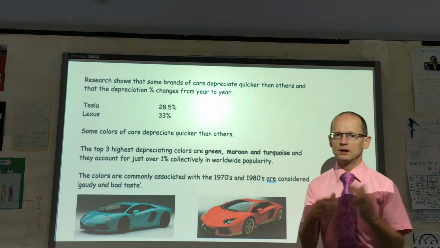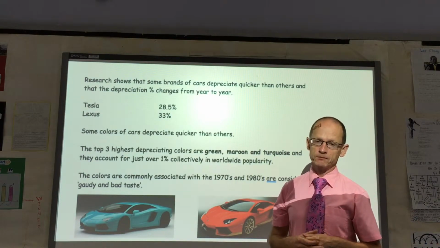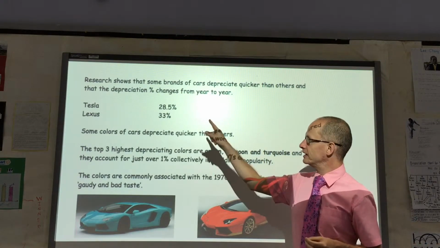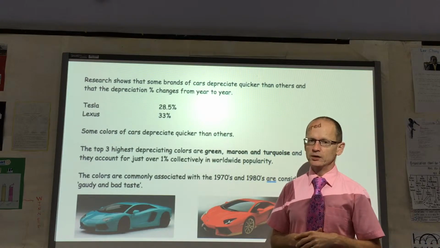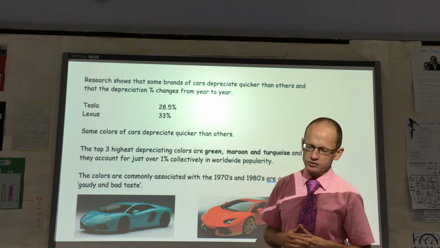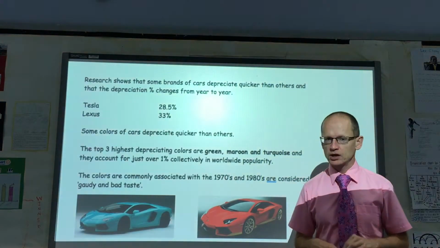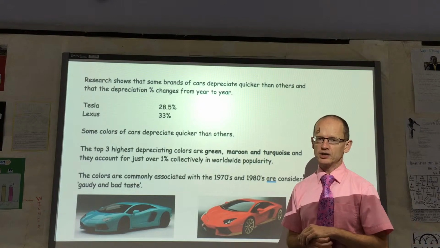Research shows that cars, depending on the brand name, depreciate at different rates. For example, the Tesla apparently is one of the best cars for keeping its value. It only loses 28% of its value each year. The Lexus loses 33%. There are cars which lose literally 50% of their value in the first year.